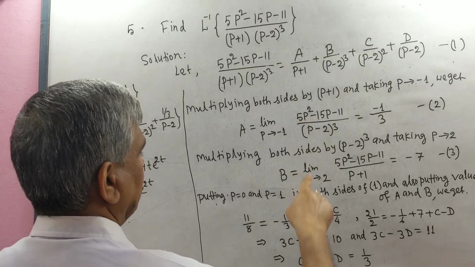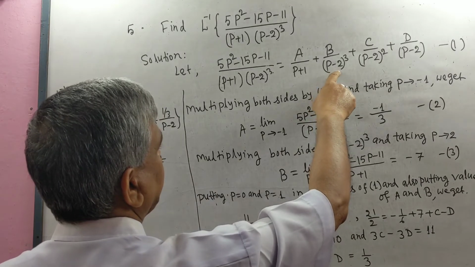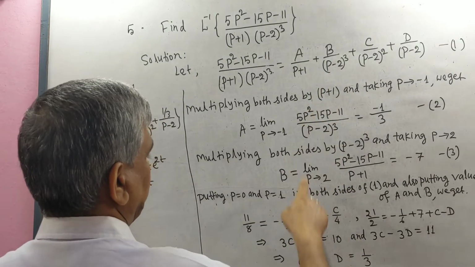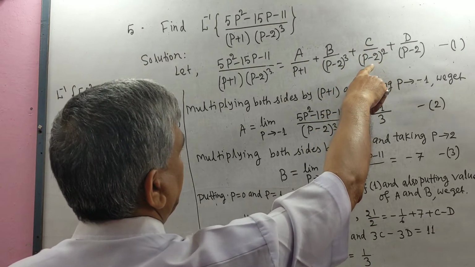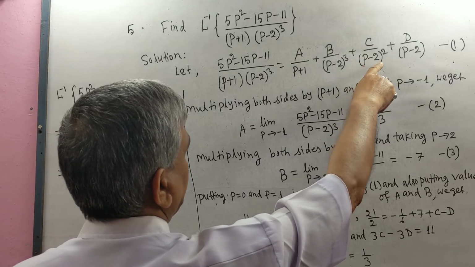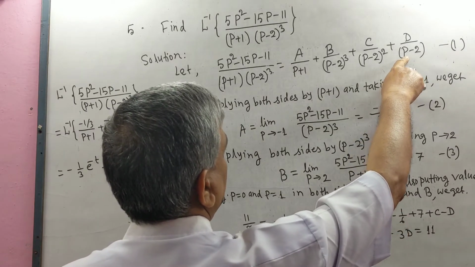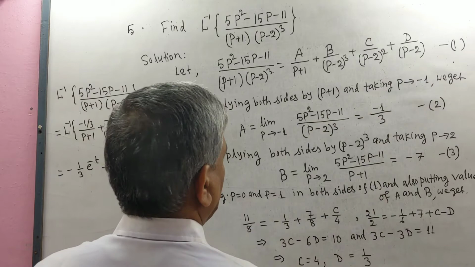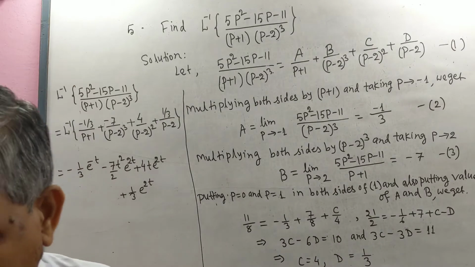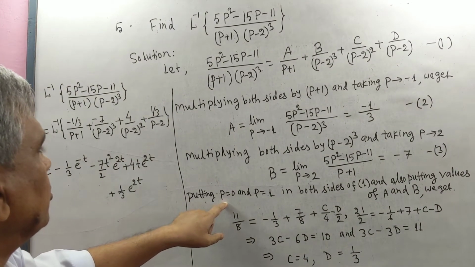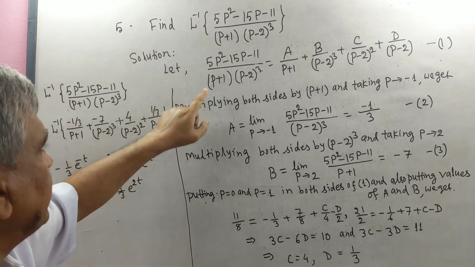The value of b is minus 7. So putting 0 here, we get minus 8, which means 7 by 8. Here we put 0 minus 2 square 4, and here 0, d by minus 2. We also get the value of d. Putting p equal to 0 on both sides of 1, we get the left side 11 by 8.